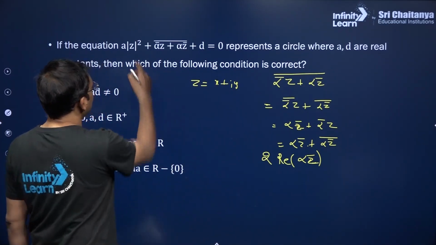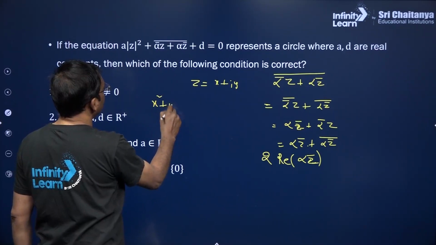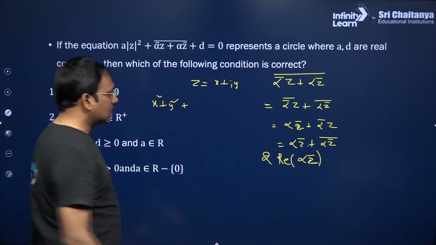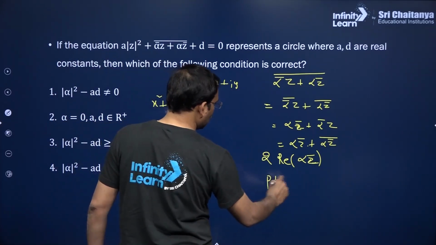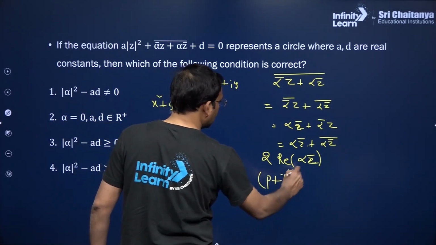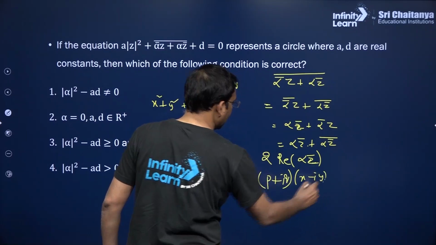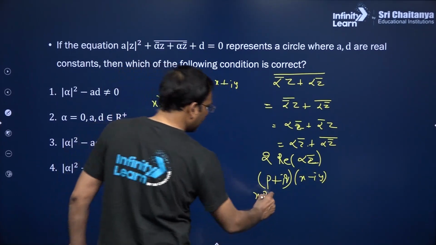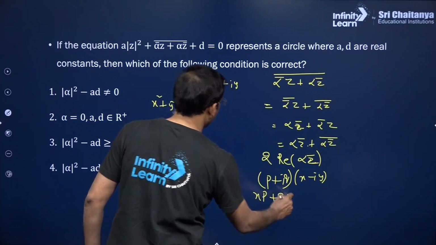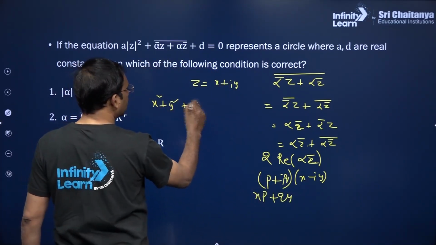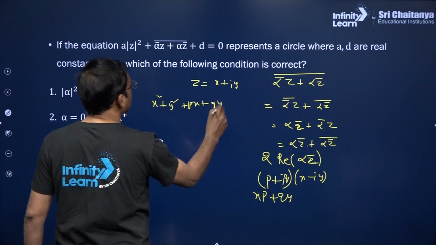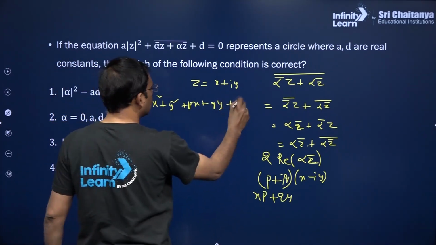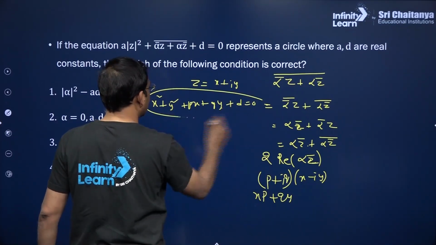Now, coming to the question, mod z square will become x square plus y square. This is going to be alpha z bar. Suppose alpha is p plus iq, my dear friends. P plus iq into z bar, which is x minus iy. What is its real part? xp plus qy, my dear friends. So this is px plus qy. Px plus qy plus d is equal to 0. Arey yaar, this is the circle equation.